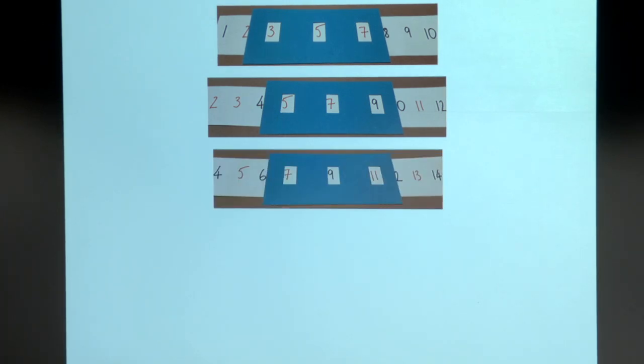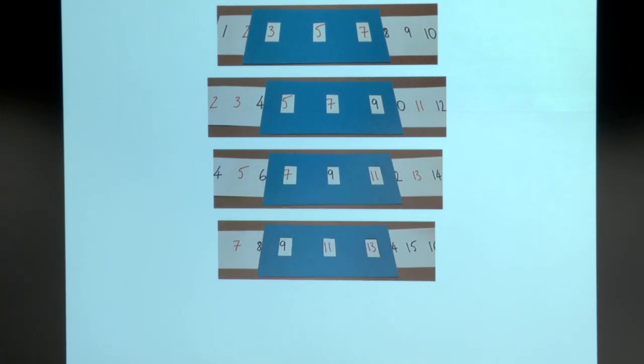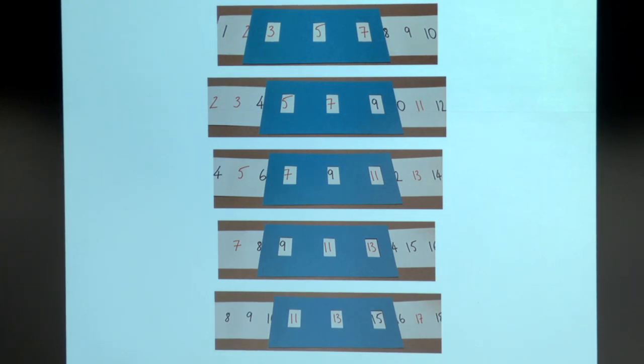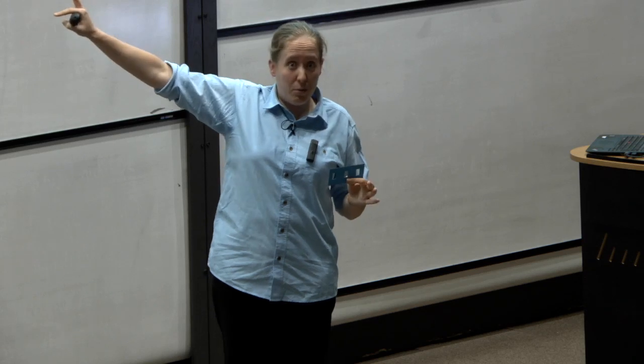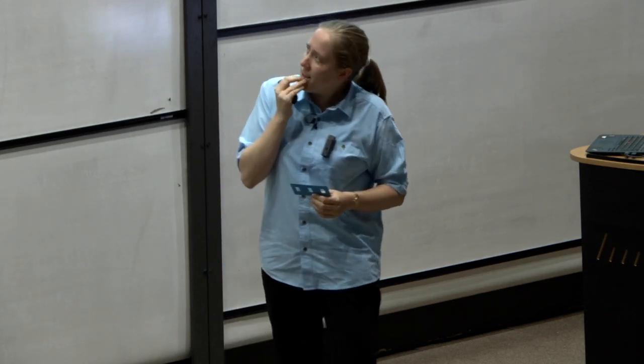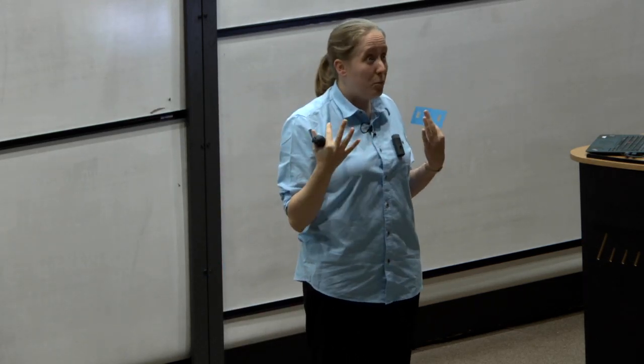7, 9, 11. Okay, 9 is a problem here. So let's keep going. 11, 13, 15. No, now 15 is the problem. Okay, so I found 1 triple so far where all of the visible numbers are prime, but I'm sliding it along and I'm not having much joy. So what's going on? It's not the problem of having odd and even because all of the visible numbers are odd. Actually, the problem turns out to be multiples of 3.